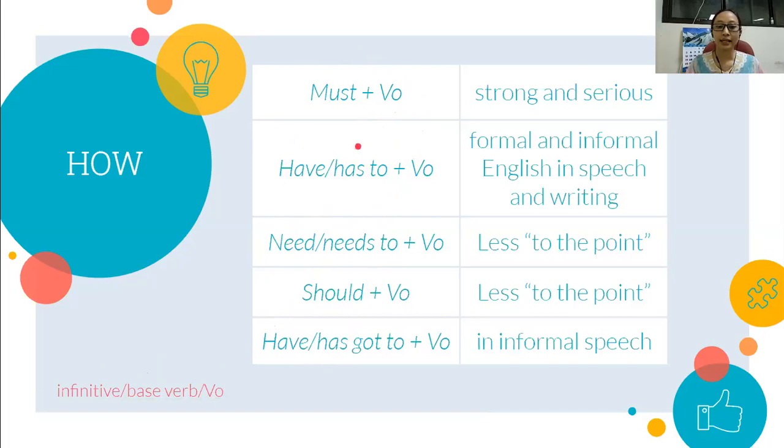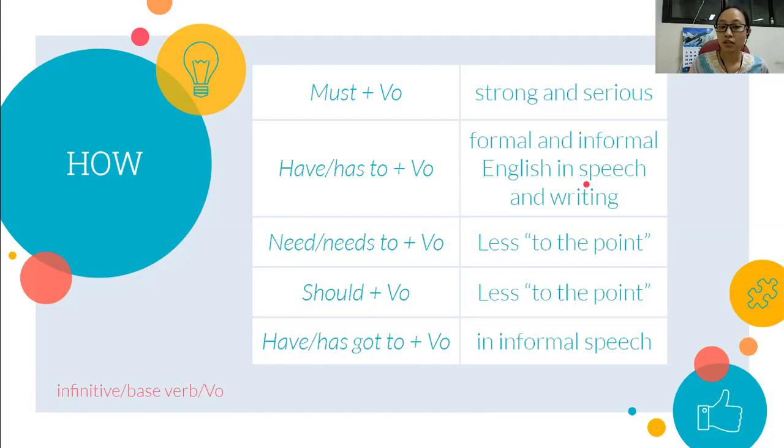Okay? And if you want to use must, it will sound strong and serious. Jadi benar-benar harus dilakukan. Very strong, harus, kewajiban. Okay? Itu must. Lebih turun lagi levelnya, itu pakai have or has to. Have or has to ini levelnya agak lebih rendah daripada must. Jadi yang paling wajib, paling harus itu must. Dan yang di bawah must itu ada have or has to.